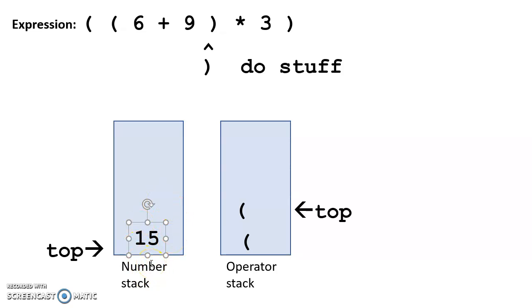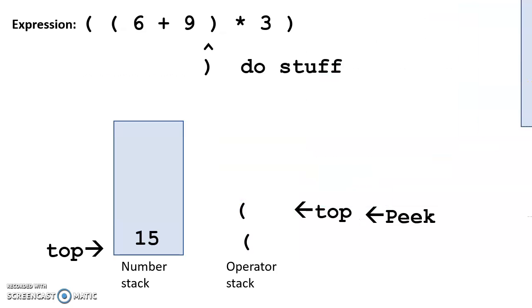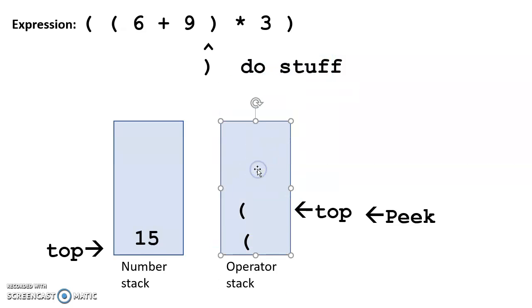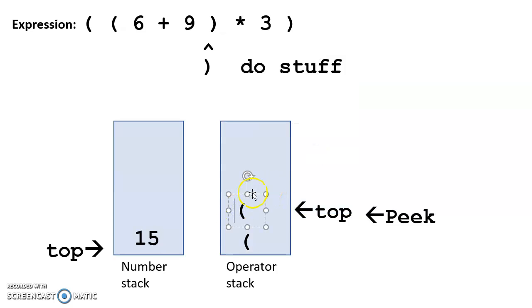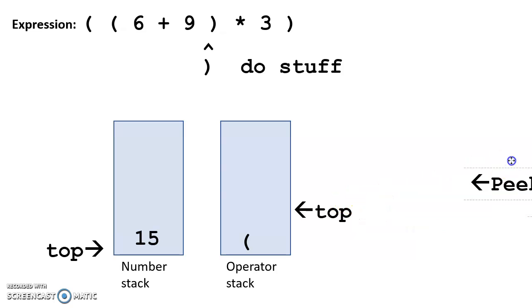Now that we carried out that operator, we'll peek again. Is there another operator? No, we just have an open paren, and that means that the value on top of the number stack is the value of the parentheses that we're just doing. So that open paren can be removed. We're done peeking here. Top can go down.